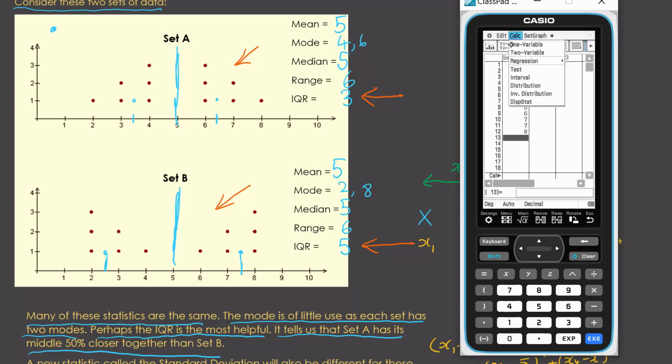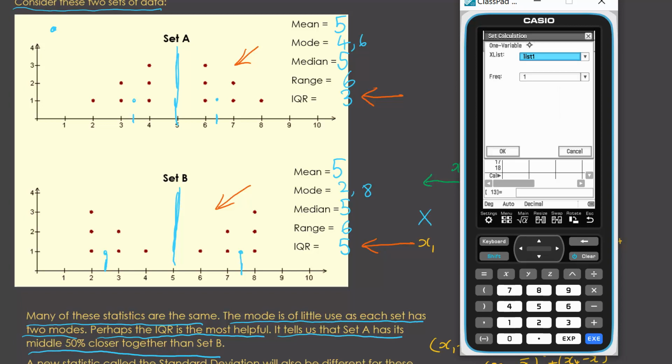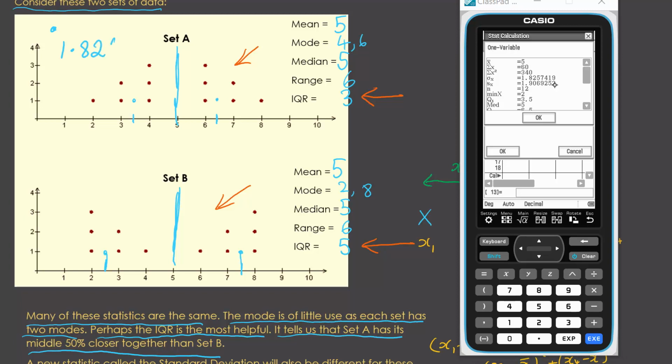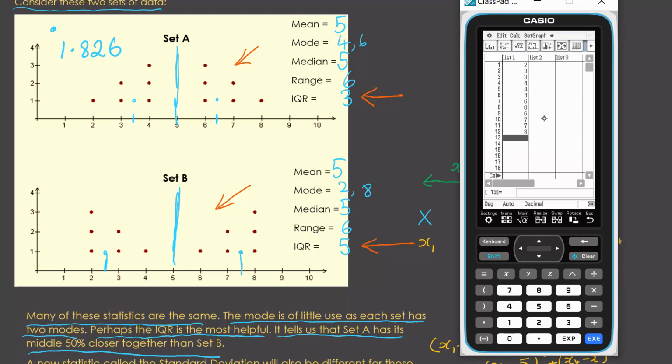And I'm going to go to calc, one variable statistics. My data is in list 1, and the standard deviation is the one, sigma x here. So 1.826 to 3 decimal places. Now let's do the same thing for the other data set.